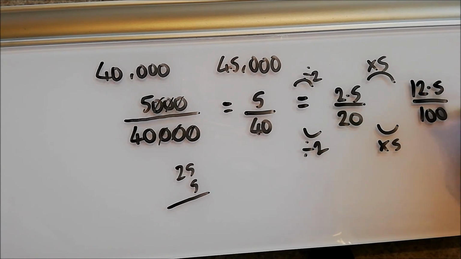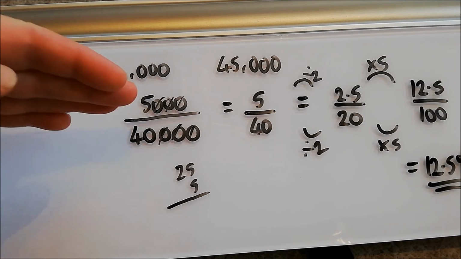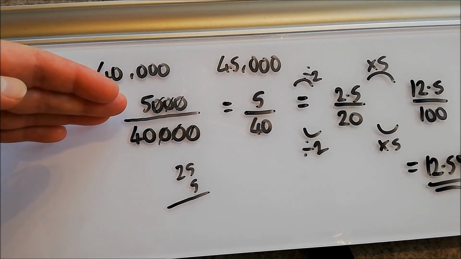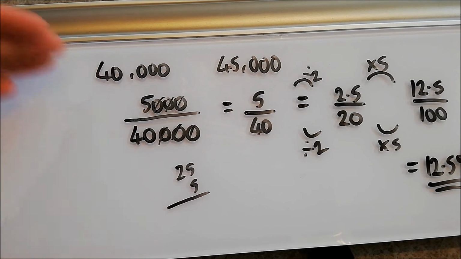Percent means out of 100, which means out of 100 is easy to write as a percent, so the answer is 12.5%. Okay? So we do the actual change, which is 5,000, over the original amount, which is 40,000, and then we just express that as a percentage if we're doing it without a calculator. All right?